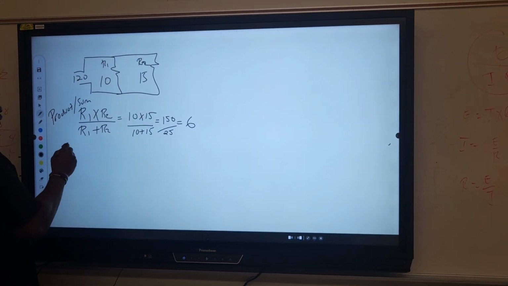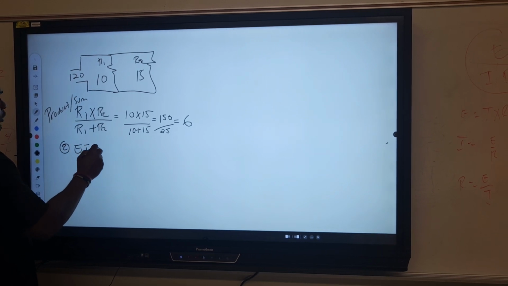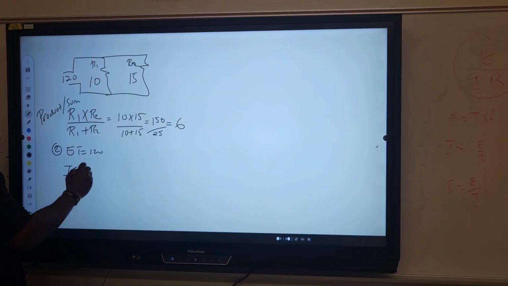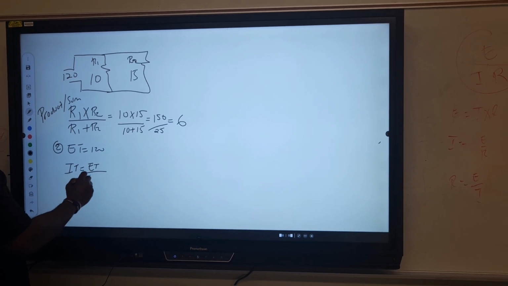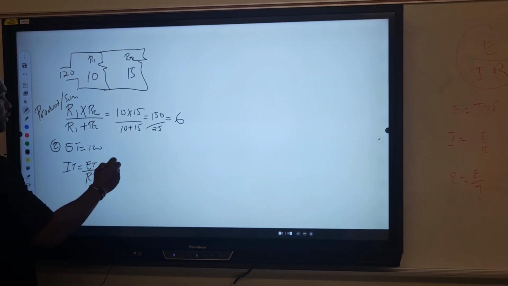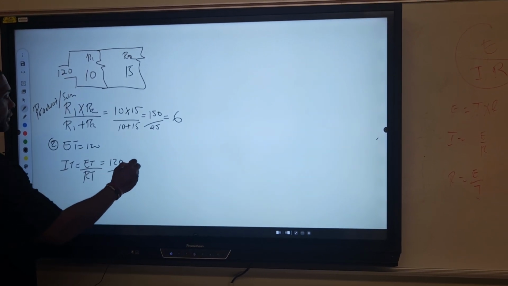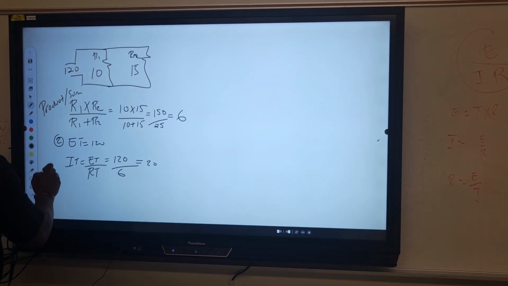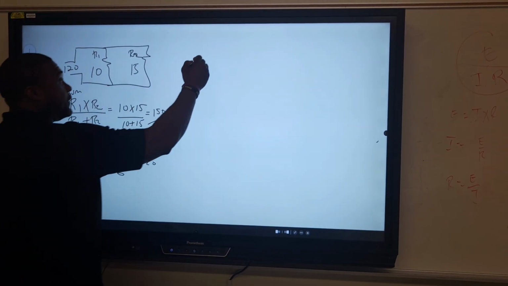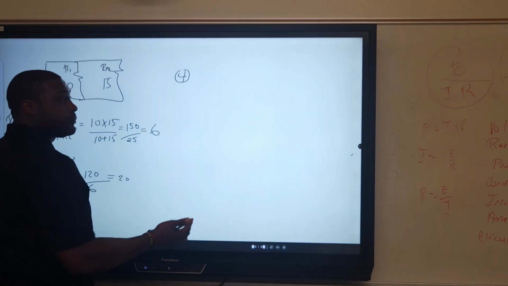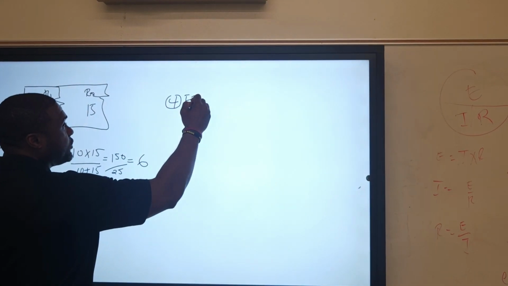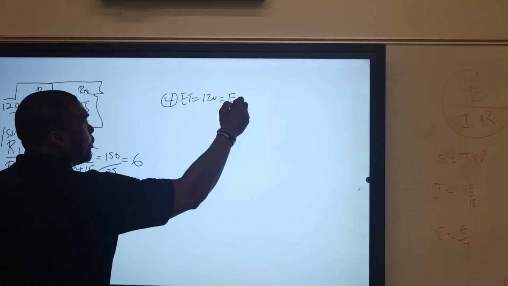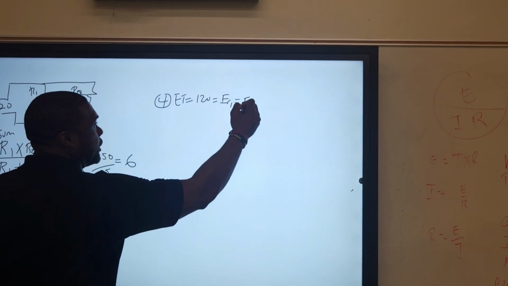Again, step number 2, my ET is equal to 120. Step number 3, my total current is equal to my total voltage divided by my total resistance. That's 120 divided by 6, and that's equal to 20. Step number 4, this is a parallel circuit, so my total voltage is 120, and that's equal to my ER1 and my ER2.